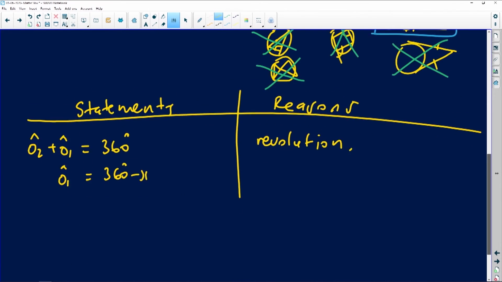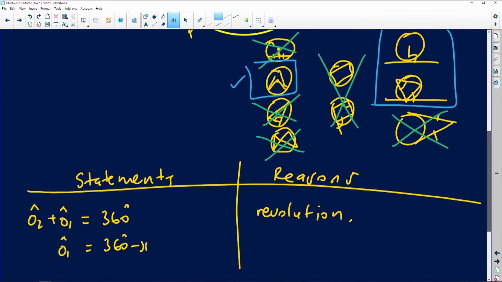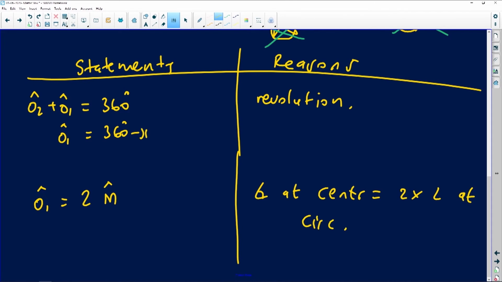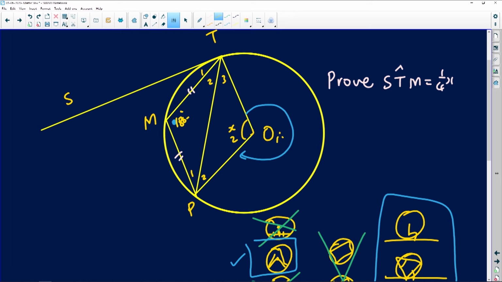Then after that, I now need to find M. M is the angle at center, and it has a relationship with O1 via angle at center is twice angle at circumference. So I'm going to say angle at center, angle O1, is 2 times angle at circumference, so it's 2 times angle M. So angle at center equals 2 times angle at circumference, which makes a very important argument because now I have 360 minus x equals 2 times angle M. If you divide both sides by 2, you end up with a very nice value: angle M equals 180 degrees minus half of x, which means this angle is 180 minus half x.